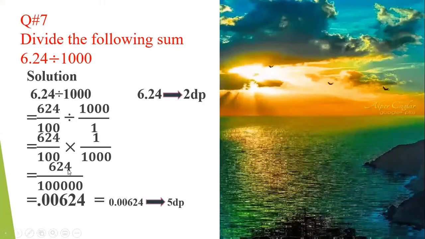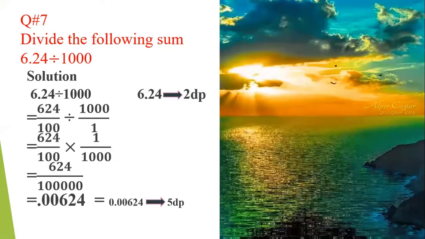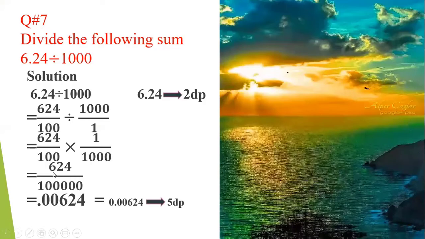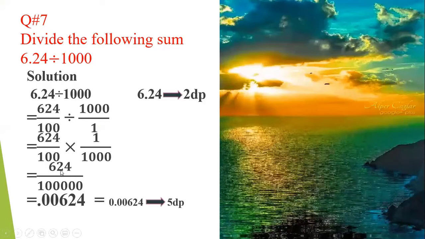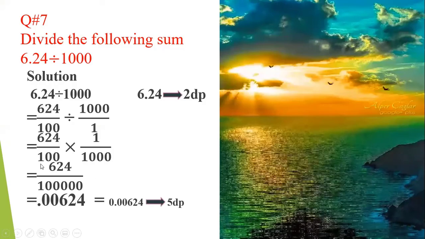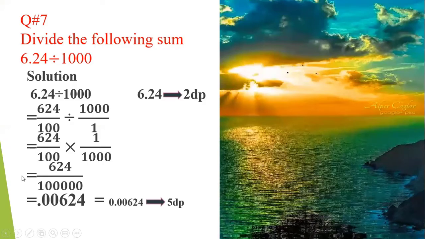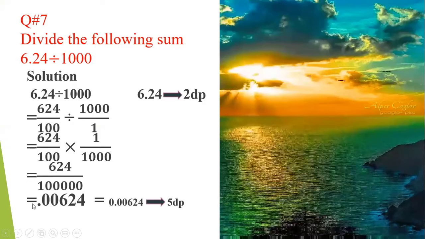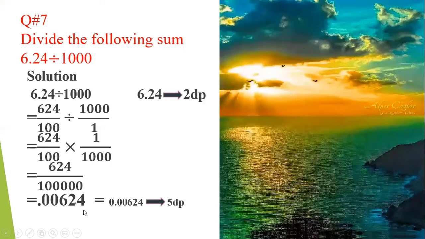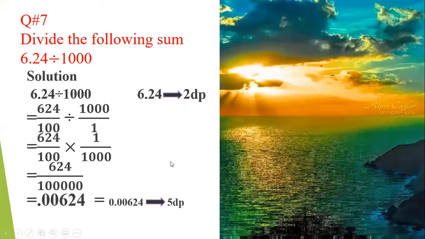But in our numerator, there are only 3 numbers. Now our target is to make it 5 numbers. What will we do? We write 6, 2, 4. After that, we will place here a 0. It becomes 4 digits. Again, we will place here a 0. It becomes 5 digits. And after that, we will place here the point. And it becomes 0.00624. That is 5 decimal places.